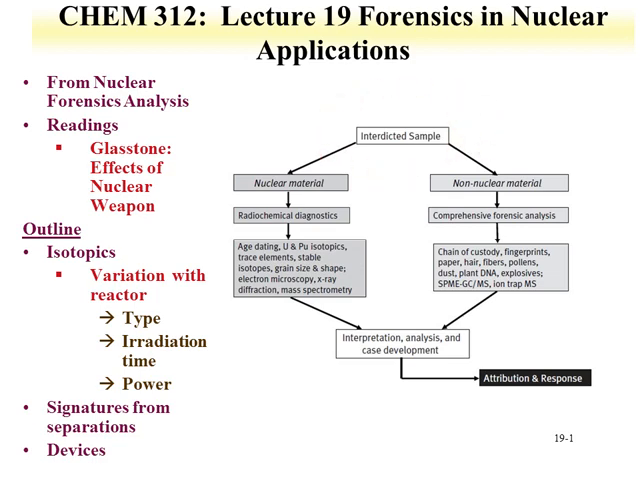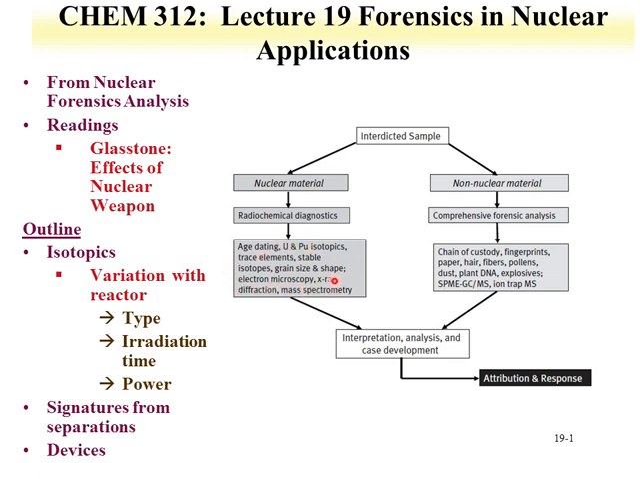If one has an interdicted sample, some uranium dioxide or plutonium dioxide, which was confiscated by law enforcement, one can evaluate it through non-nuclear and nuclear forensics aspects, and we're going to focus on obviously the nuclear forensics aspects. We can do some radiochemical diagnostics, understanding isotope ratios, the amount of carried material or contamination from other sources that's included in the interdicted sample. And from this, we should be able to get information related to the age of the material, the source of the material.